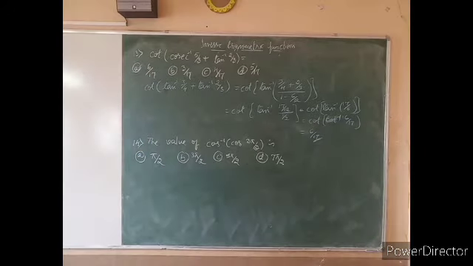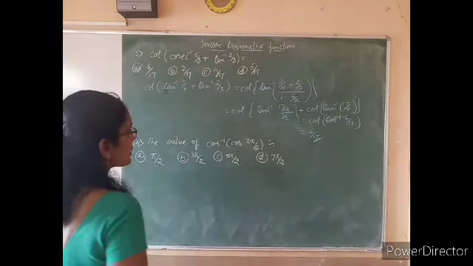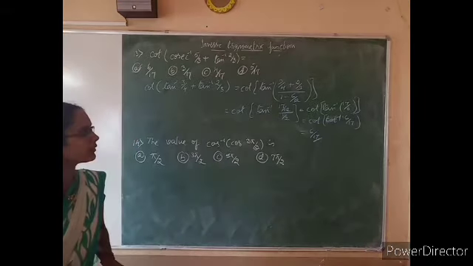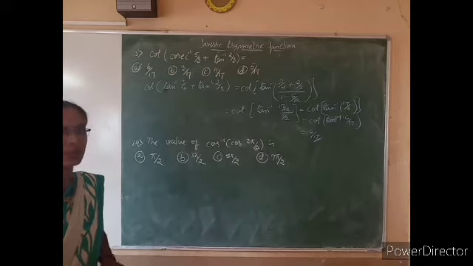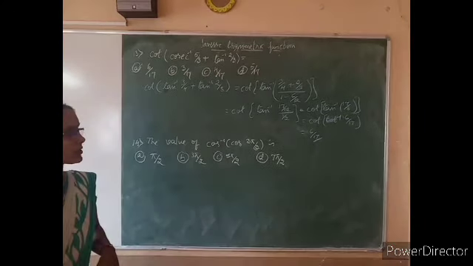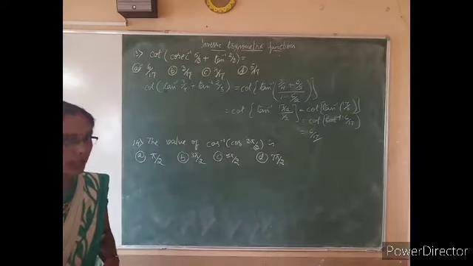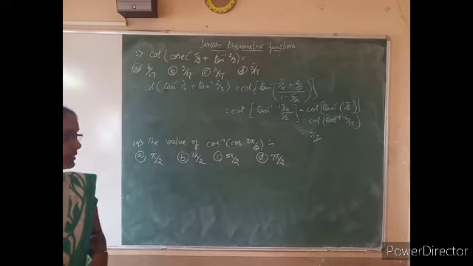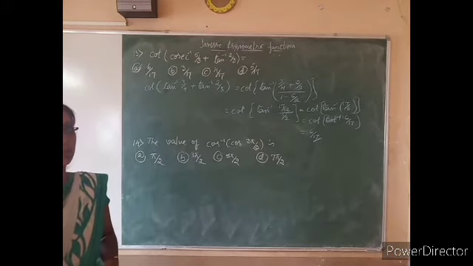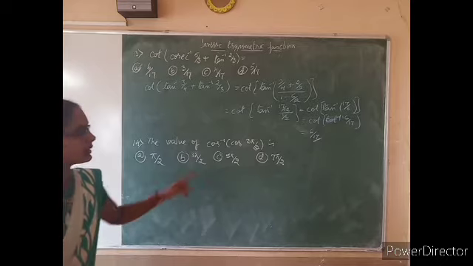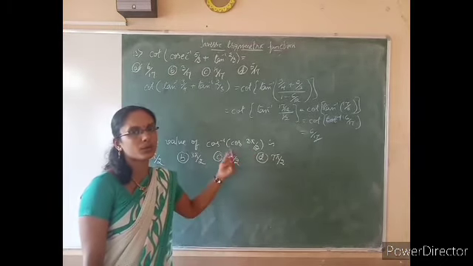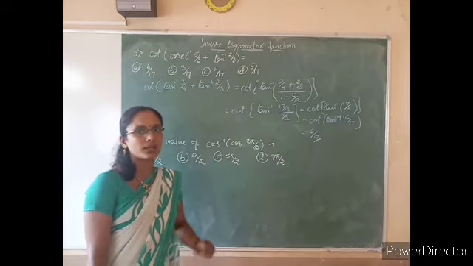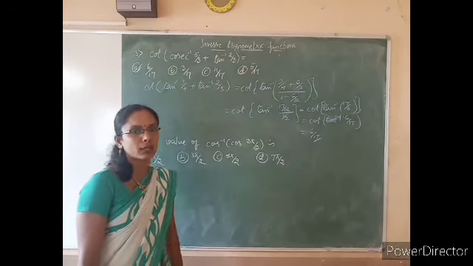The value of cos inverse of cos 3 pi by 2. To find this, again we use the definition and properties of the inverse trigonometric function. Cos inverse of cos theta is equal to theta if theta belongs to the principal value branch, that is the closed interval 0 to pi. But 3 pi by 2 does not belong to the principal value branch. Therefore, we have to convert this angle so that it fits in the principal value branch.